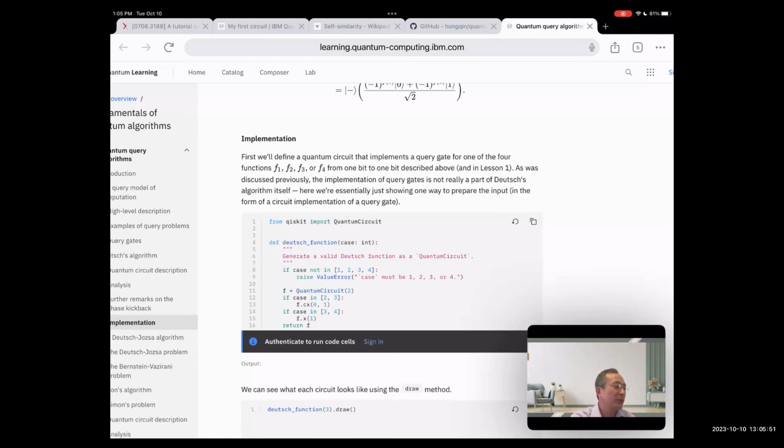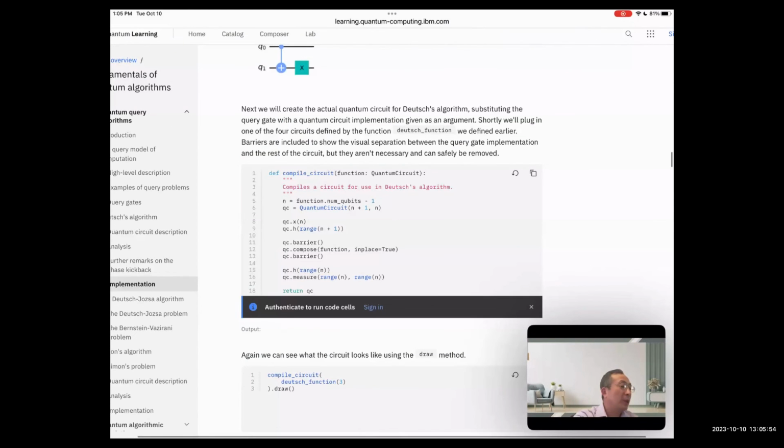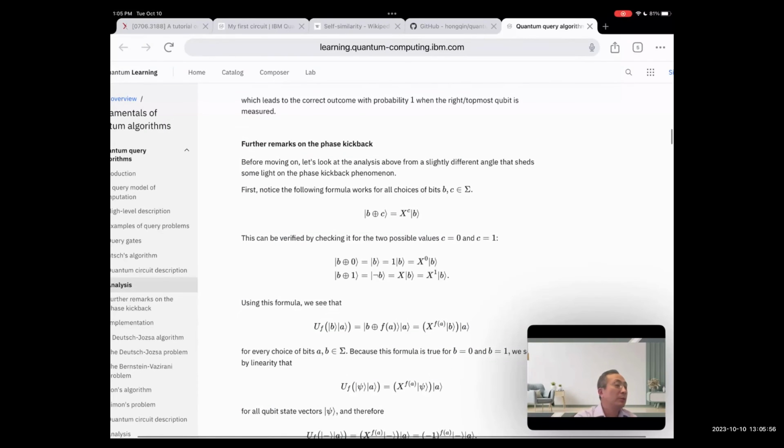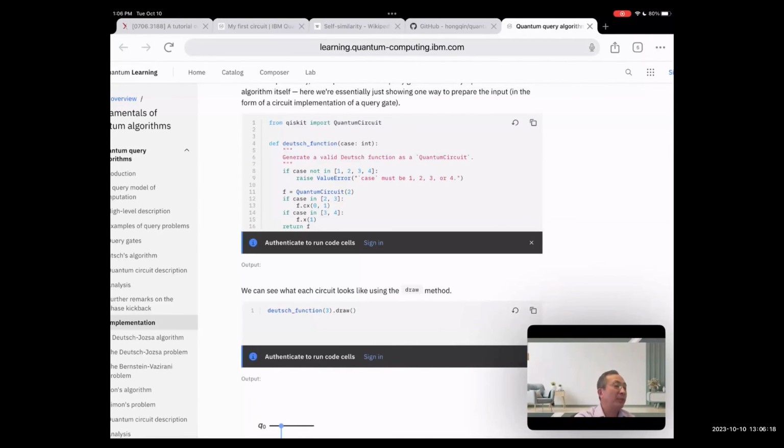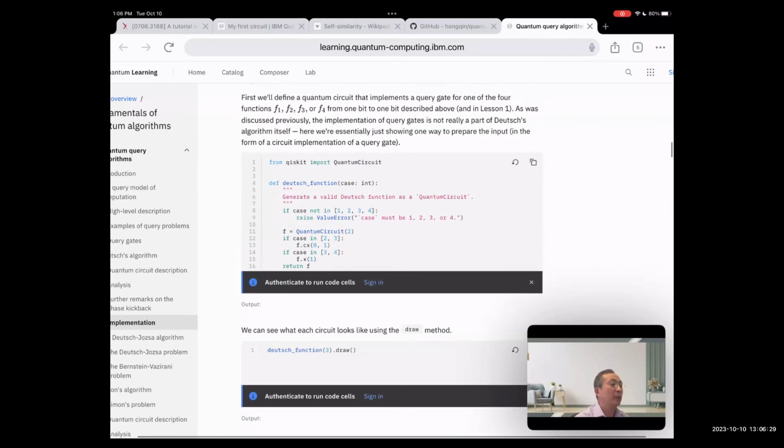I have the code in the canvas. What I did was basically copy and paste the IBM code step by step into Qiskit and then run it in IBM Quantum Lab.